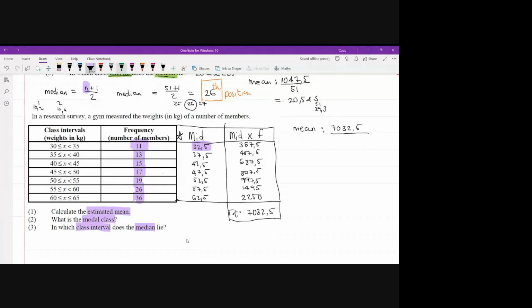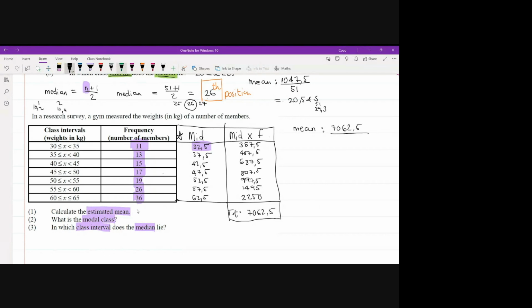Okay, Abu says he gets 7050. Thank you, V. That's lovely. Good. 997,5 plus 1495 plus 2250 equals. Guys, I don't know about you, but I get 7062,5, not 7032. So this actually for me is 7062. Please have a look again. Make sure you're calculating correctly.